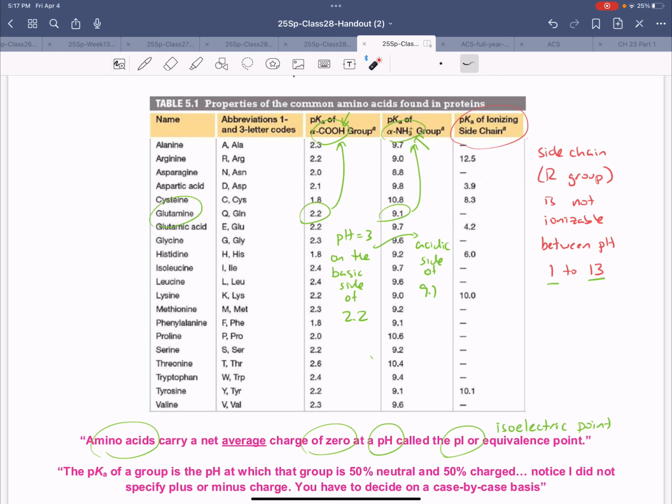So when we're on the acidic side of 9.1, we keep the H, and it's positive. But when we're at like 11, we're on the basic side, and we remove 1 hydrogen and become neutral. Do you see the subtlety there? The border here is between neutral and anionic. The border here is between cationic and neutral. Let us demonstrate that. Okay, 2.2 and 9.1.